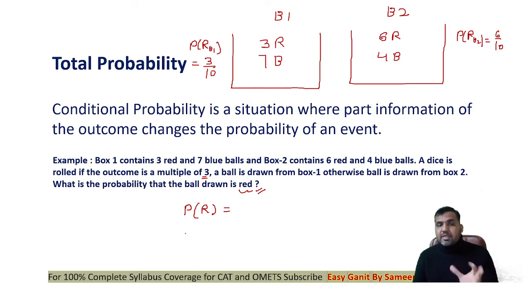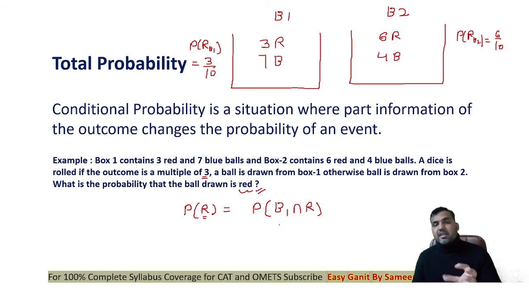So you see that the probability of drawing a red ball is actually based on the box which I am picking. And the box that I'm picking is actually dependent on the outcome of the dice. So if I want to find the probability of finding a red ball, I need to find the probability of selecting box 1 and the probability of selecting the red ball then. So you need to first select the box, right, out of box 1 and box 2.